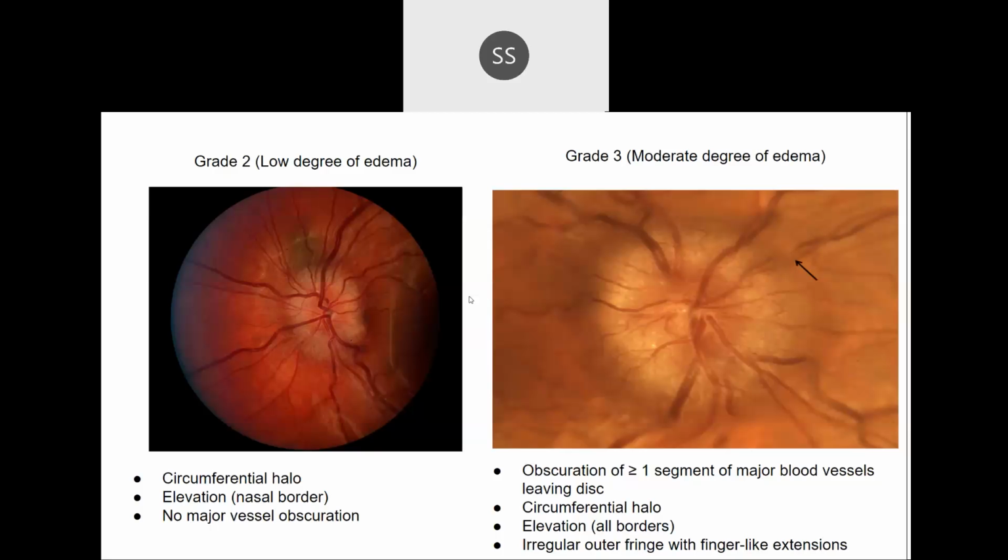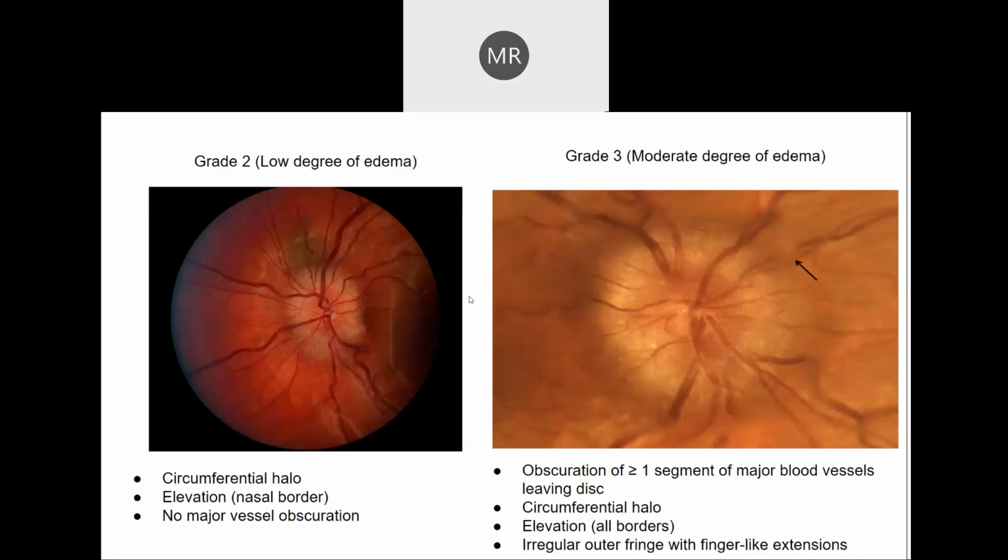Thank you, doctor. Okay. So I'll continue for grade 3. For grade 3, there is a moderate degree of edema. So as I said earlier, in grade 2, there's no obscuration, right? So obscuration is when you can see the vessels actually macam hilang kan. It's disappearing. Dan tiba-tiba dia hilang masa dia nak masuk dekat optic disc ke.